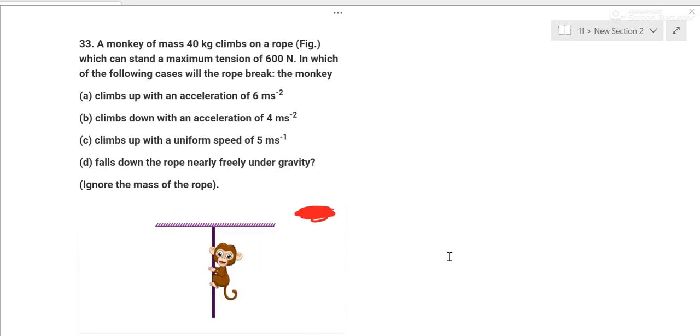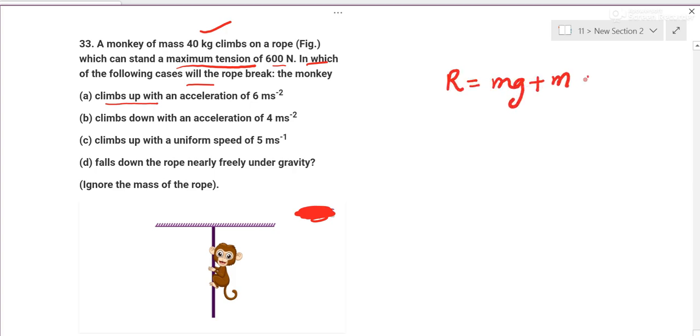So this is also the same sort of question. The monkey's mass is 40 kg and the rope can withstand a maximum tension of 600 Newton. Like in the previous question, the floor can withstand a force of 700 Newton, otherwise it will yield. In which case will the rope break? So it is climbing up. Even if you go up, in that case the reaction force is more than the weight by a factor of ma. If a is given, it's okay. Otherwise, you can take g.